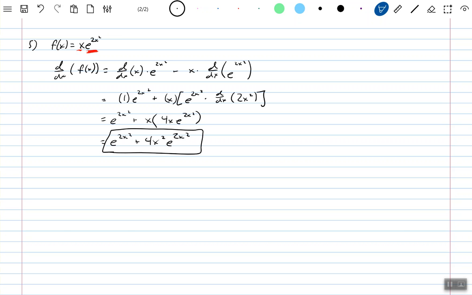So this one had a couple moving things. We had to use the product rule because it was two functions multiplied by each other. And then for the derivative of the latter function, we have to use the properties of the exponential function with base e, the chain rule, and the derivative of a polynomial. We do all of that in that middle step right there, and then we just simplify it and we get our answer.